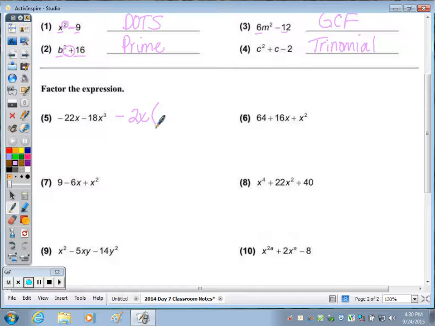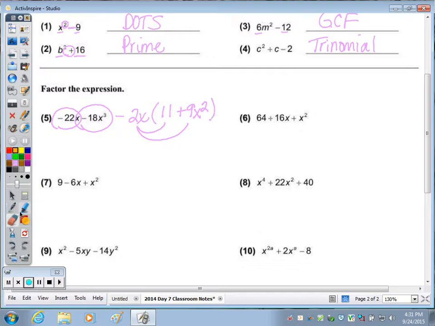So if I divide this by negative 2x, what's my quotient? Or you can ask yourself, negative 2x times what gives me negative 22x, and that would be 11. Negative 2x times what is going to give you a negative 18x cubed, and that's a positive 9x squared.